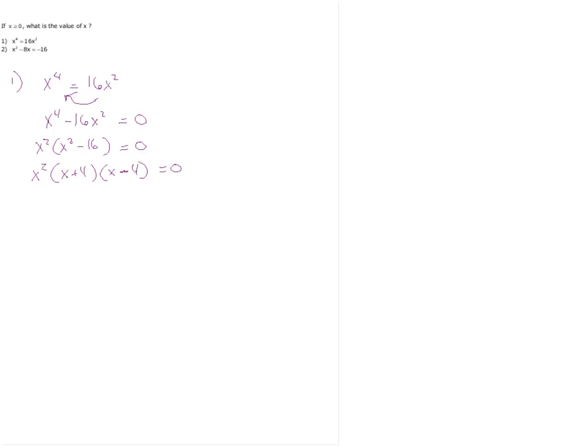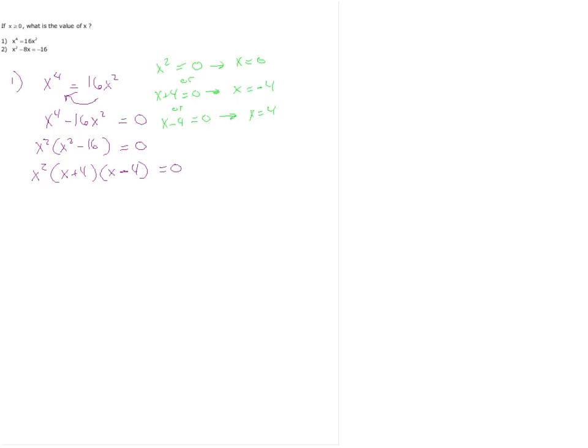Now, keep in mind the zero product property, it doesn't matter how many values you have in your product or how many terms, you still need to take each term and set it to 0. So we have, for instance, x squared equals 0, where x is 0, or x plus 4 is 0, where x is minus 4, or x minus 4 is 0, where x is a positive 4.